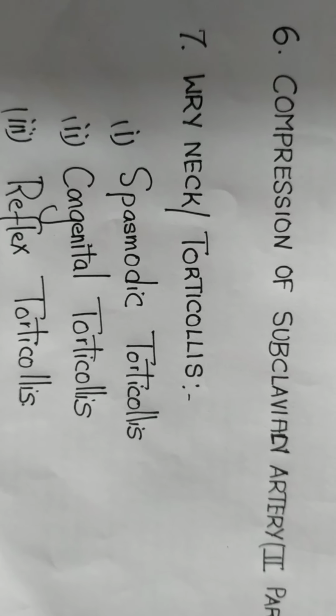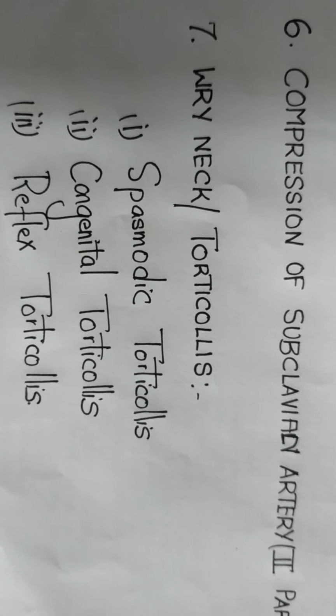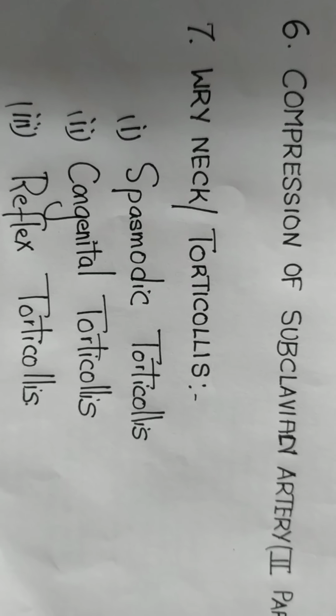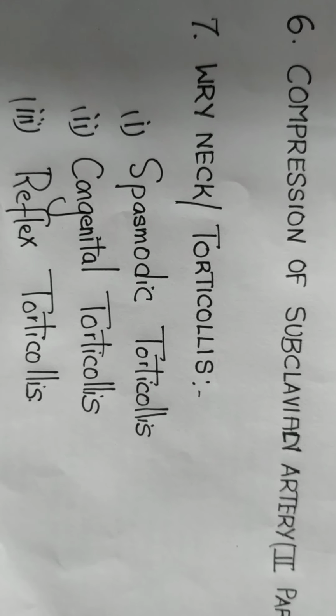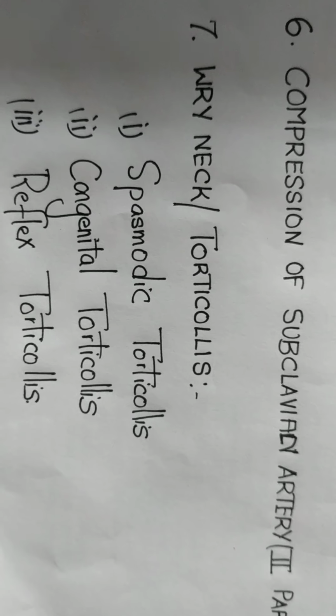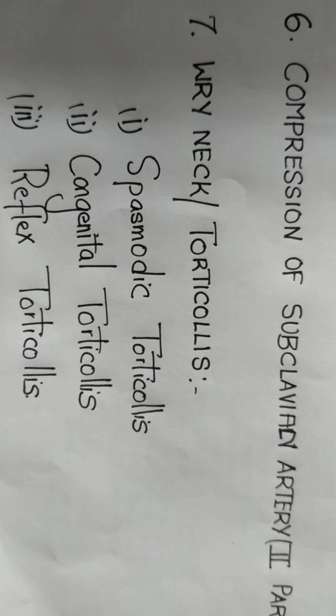Wryneck or torticollis is a clinical condition in which the head is bent to one side and the chin points to the opposite side. The main reason for wryneck or torticollis is spasm of the trapezius and sternocleidomastoid muscle, which are supplied by the spinal part of the accessory nerve.